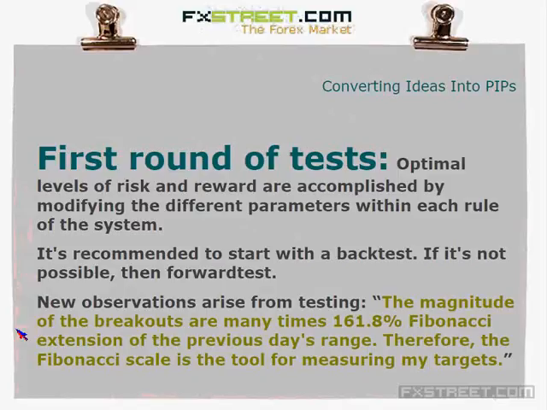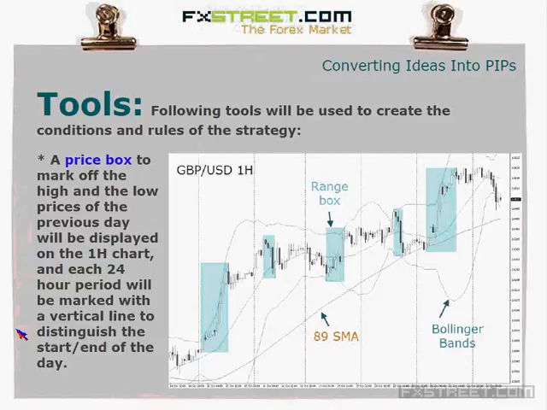Okay, so a new observation on this system would be that the magnitude of the breakouts are many times 161.8% Fibonacci extension of the previous day range. Therefore, the Fibonacci scale is the tool for measuring my target. This is something that I observed while backtesting. If you anchor a Fibonacci expansion tool from the low and high of the previous day, you get this 1618 extension, and many times the breakout is done within a few hourly candles and goes towards this target.